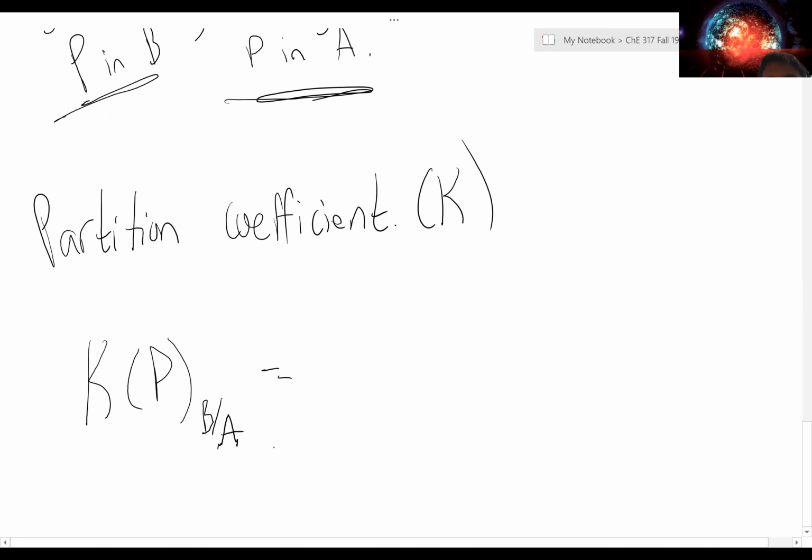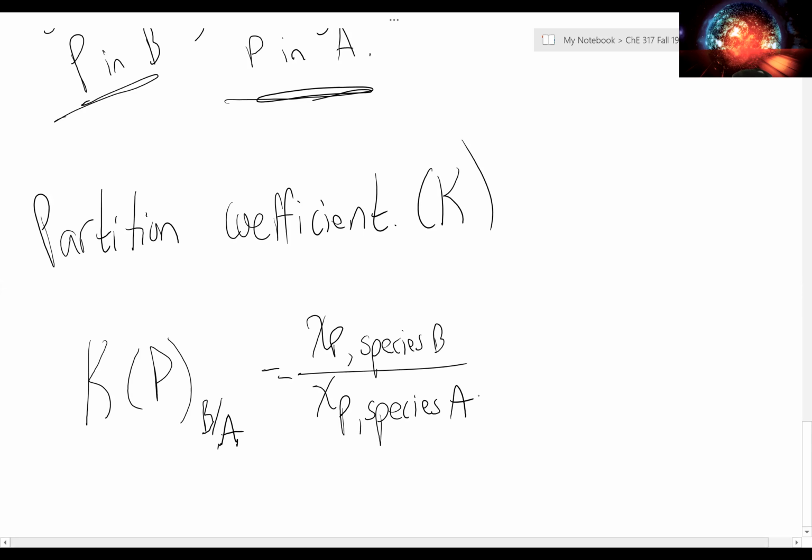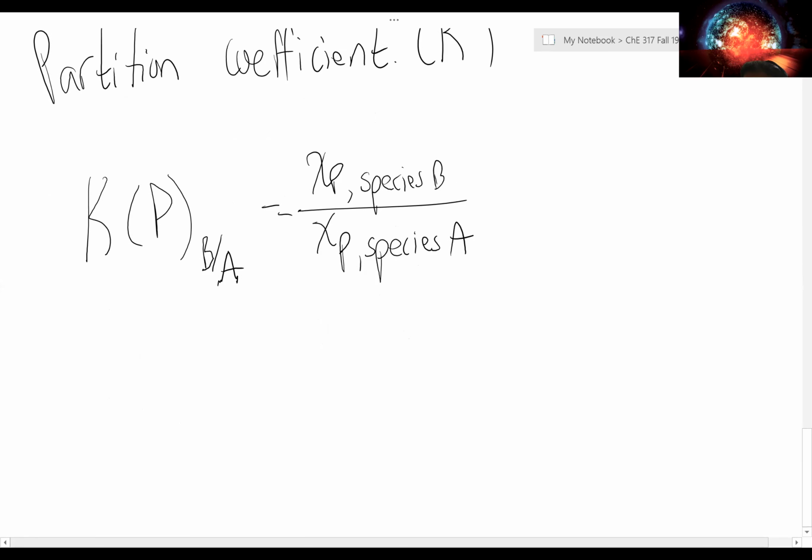And that would simply be the mass fraction of my product in species B over the mass fraction of my product in species A. So that gives me information associated with the expected breakdown of my product in these two phases if I'm looking at it in an equilibrium sense. So let's look at an example in terms of thinking about how this could work.